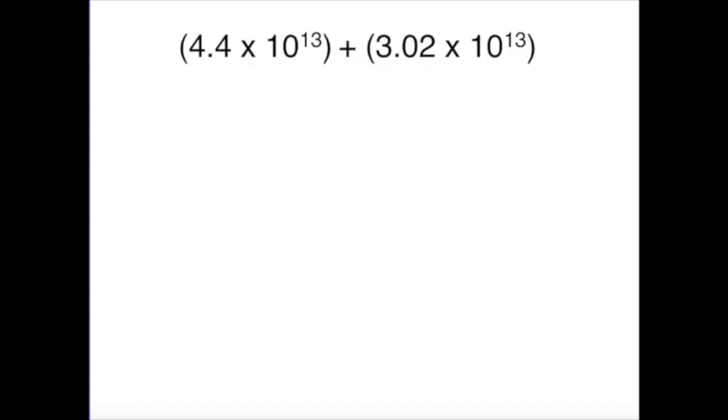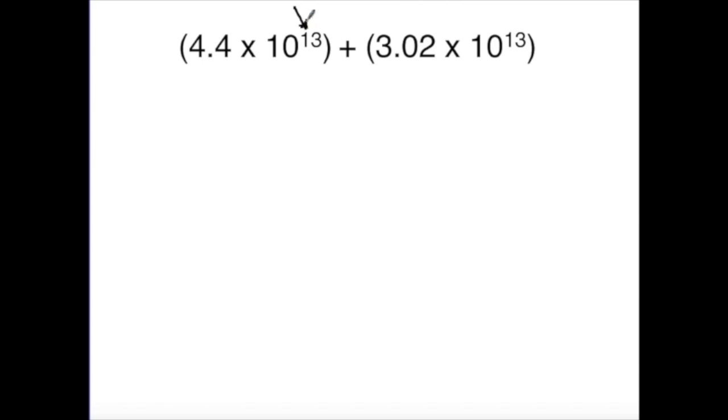So this example shows that we are going to add the two scientific notations. So the scientific notation to start with is 4.4 times 10 to the 13th power plus 3.02 times 10 to the 13th power. So the first thing that we need to think about when we are adding and subtracting scientific notation is that it's very simple as long as the powers of 10 are the same. It's very important to make sure that the powers of 10 are the same when you're adding and subtracting.